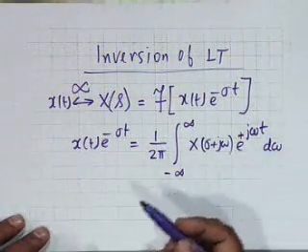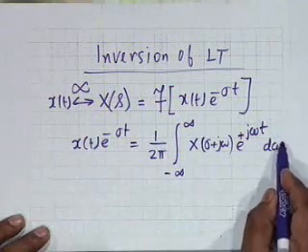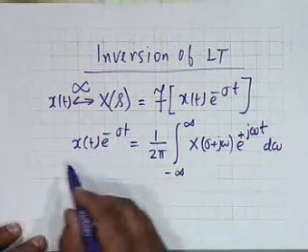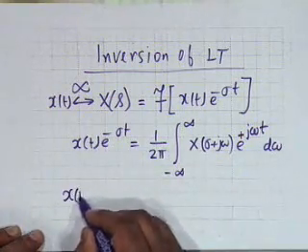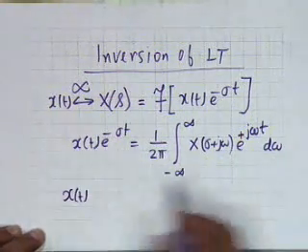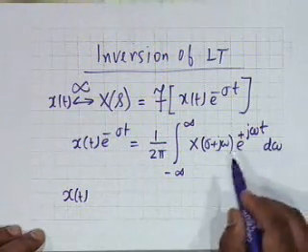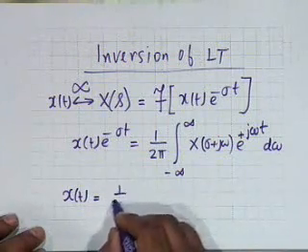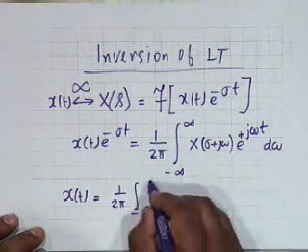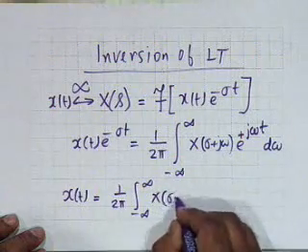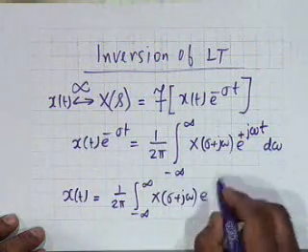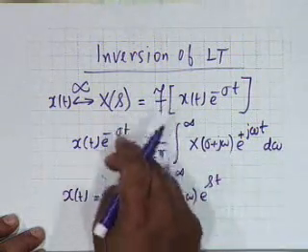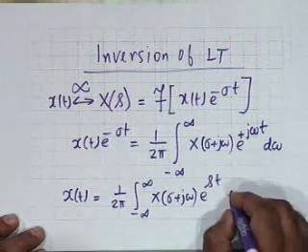Alright. Now what we do is, this integration is with respect to omega. Therefore, sigma is a constant. So I multiply both sides by e to the sigma t. And the integration is with respect to omega. Sigma and t are therefore constants, and I can write this as 1 by 2 pi, minus infinity to infinity, capital X of sigma plus j omega. Then you can write this as e to the st. I multiply by e to the sigma t, and sigma plus j omega makes s, then d omega.